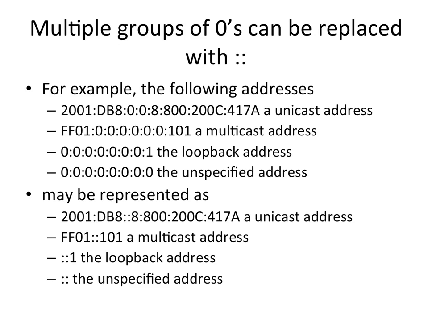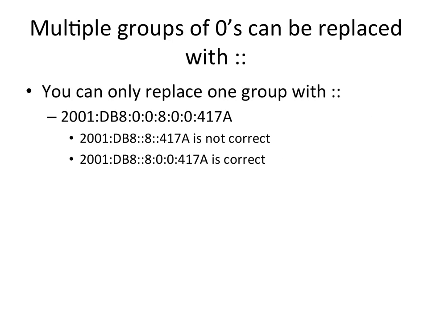It can be written as colon colon 1, and the unspecified address, that's the address we use if we don't know our address or don't have an address. That's all zeros, and that can be written as just colon colon. So you can only replace 1 group of zeros with a colon colon.